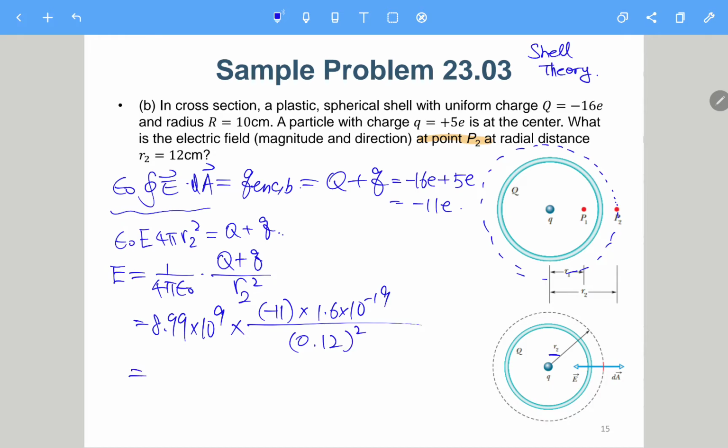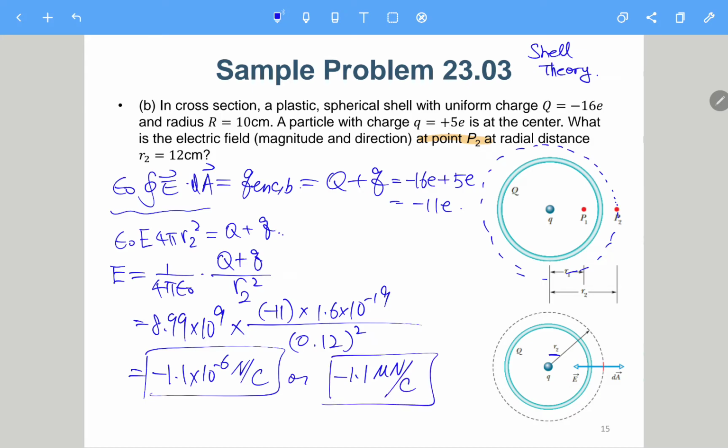So E should be minus 1.1 times 10 to the minus 6 Newton per Coulomb. Or you may write it as minus 1.1 micro Newton per Coulomb. And then of course this value is negative, which means that the E should be inward.